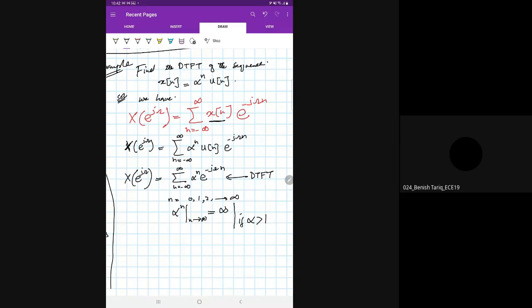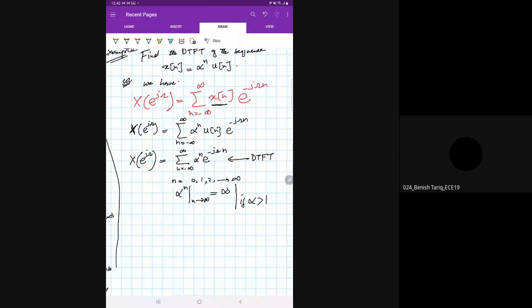Okay, so I will write down this observation here. The sum that we have above, the discrete time Fourier transform, is a sum equation. I'll write: this sum diverges for alpha greater or equal to 1. So it will diverge. It will not be stable if alpha is greater or equal to 1.